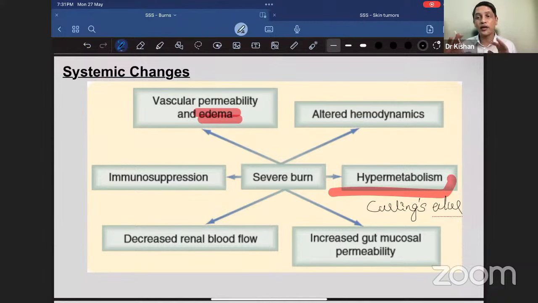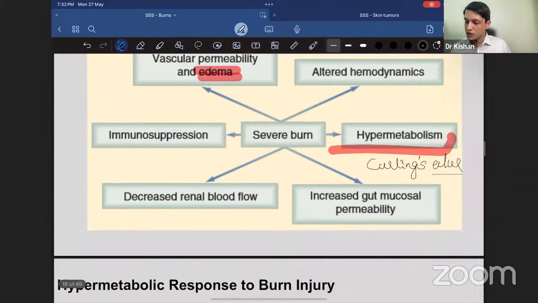So it's a state of immunosuppression, and the patient is prone to secondary infections. Okay, these are the systemic changes which can occur in a burn injury.